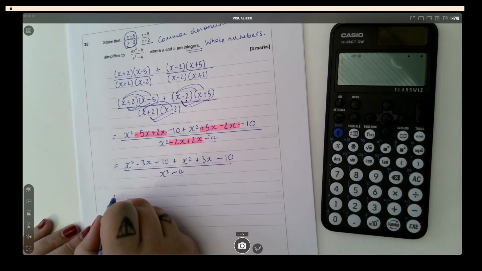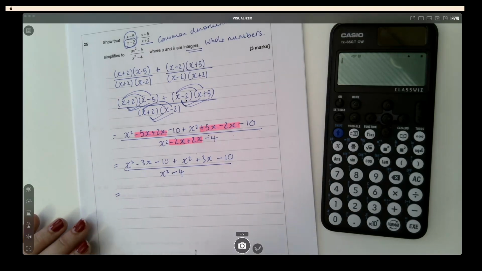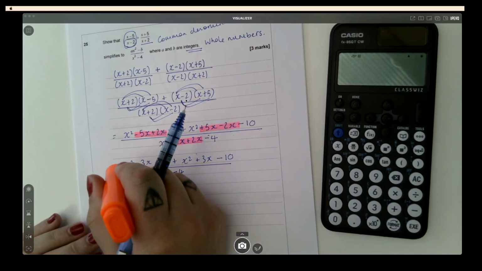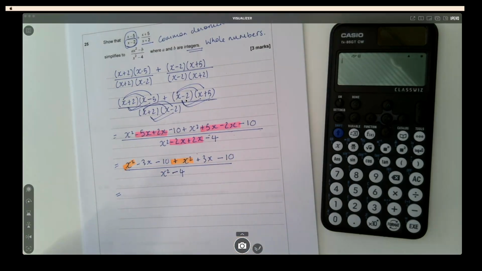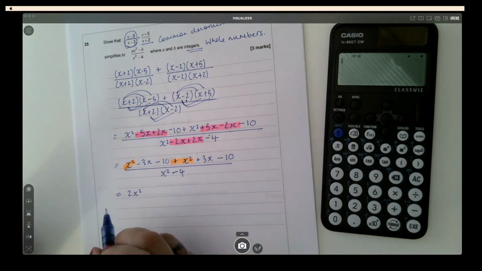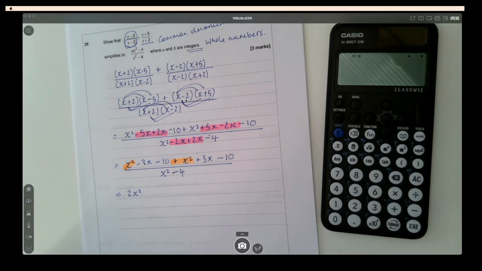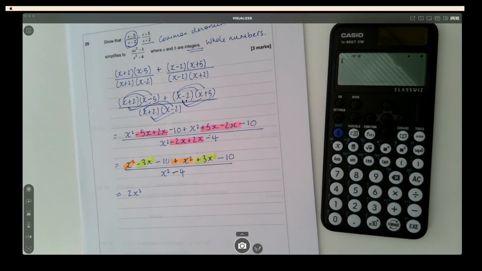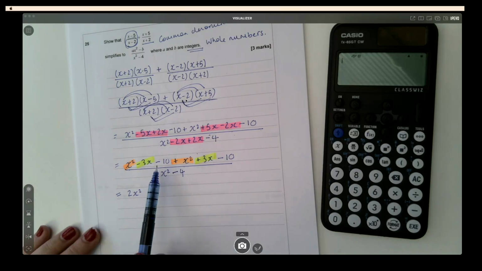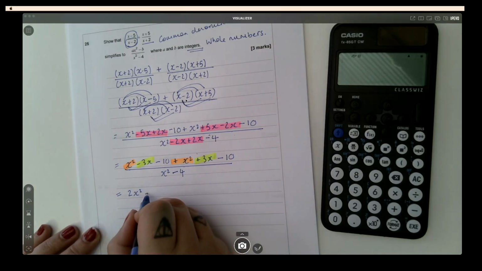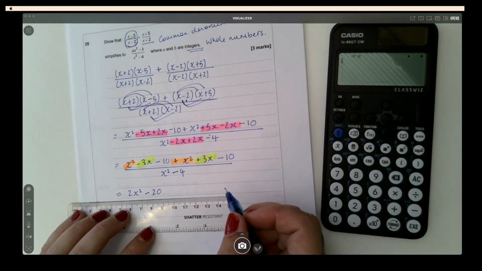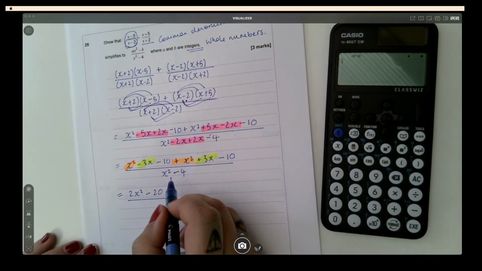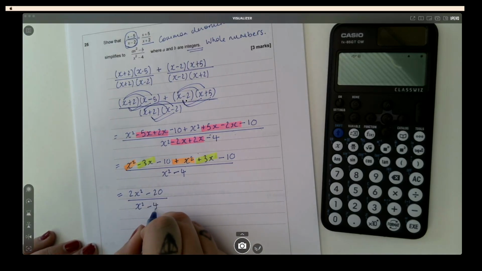Let's make the top a little bit nicer to deal with then. So we have x squared plus x squared. So we have 2x squareds. Then we have minus 3x, add 3x. Well, you're starting with negative 3x and you're adding 3x. So they're going to cancel each other out. So we don't have any x terms left on the top. But then we have negative 10, subtract 10. So we end up with negative 20 on the top. No more simplifying is available to us on that denominator.